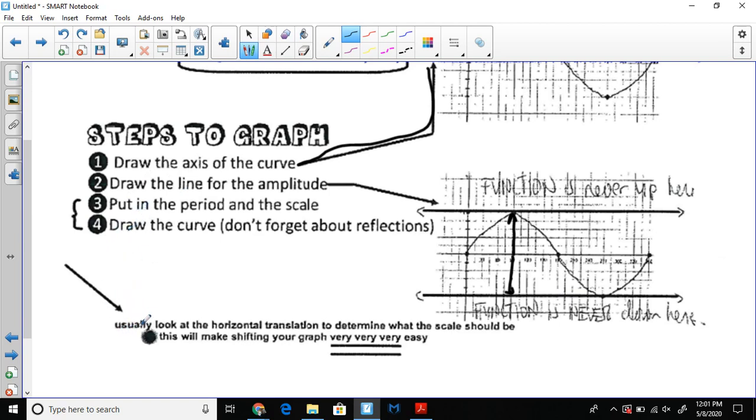For the period in the scale, we usually will look at the horizontal translation to determine what the scale should be. So this will make the shifting really, really easy. Or hopefully.